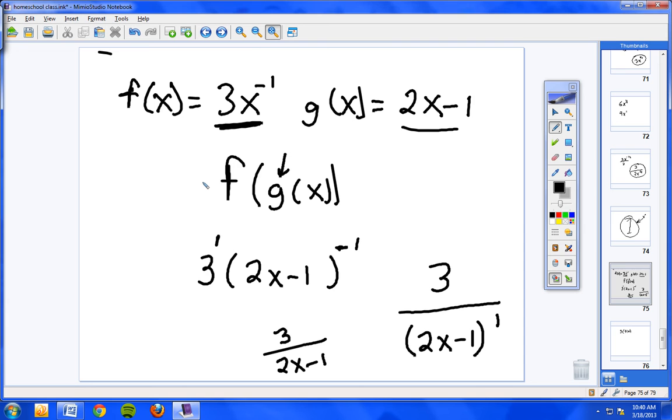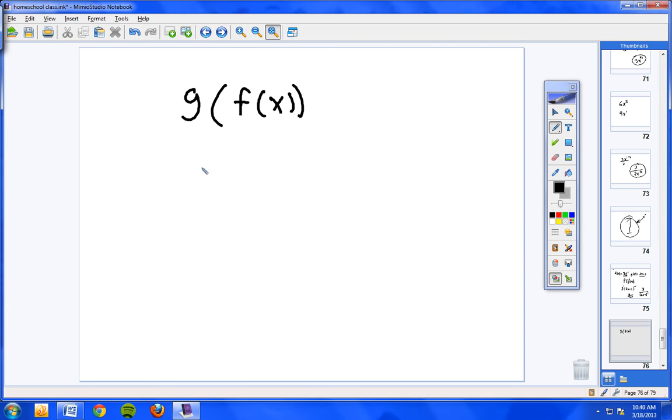2x minus 1. But don't write 2x minus 1. Where the x is, you put a big parentheses, remember? So instead of putting 2x minus 1, I put 2 parentheses minus 1. Everybody okay with that? And now, what letter's on the inside? Mike? Yep, f is on the inside. So that means I'm going to take my f function and put that into the parentheses. And if you'll look at your notes, Matthew, the f function is 3x to the negative 1.